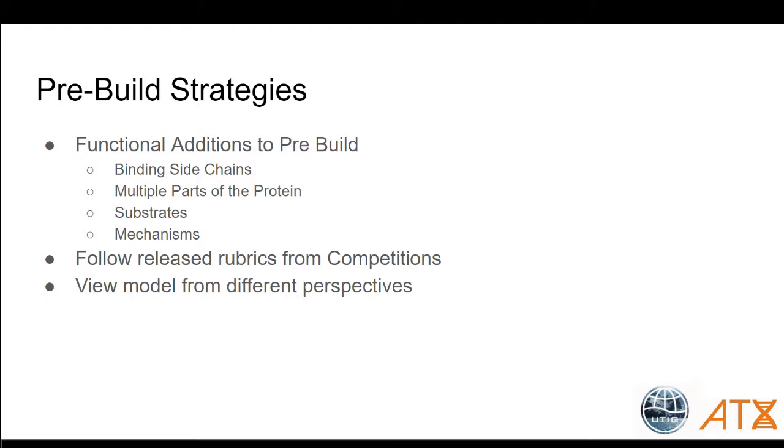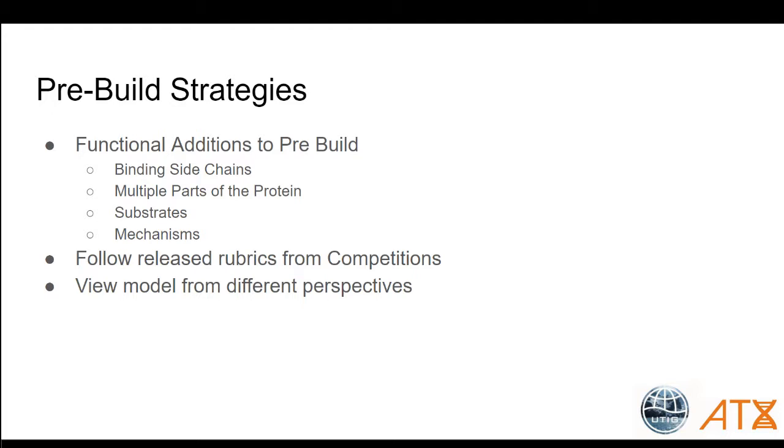If any rubrics are released from competitions, make sure your proteins follow those. All the competitions will use the EMSO rubric, so if you get your hands on that, just follow it to the T, and you'll have a really good pre-build on your hands. Also, make sure to view the model from different perspectives as you build it, because if you build it from just one perspective, usually you don't get the structure right.